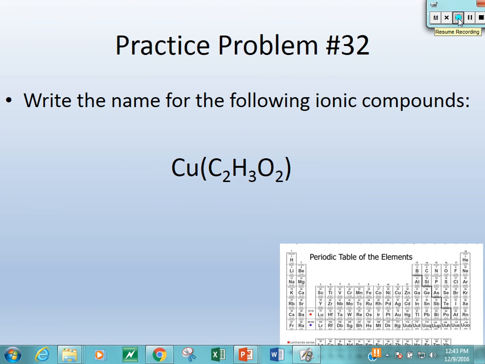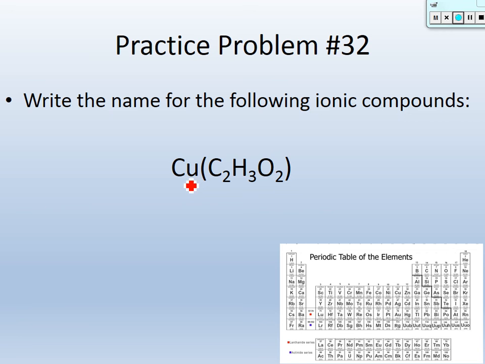Okay, let's see how you did. Cu is copper, and it's found right here on the periodic table. It's a transition metal. So when we name it, we're going to put copper. And because it's a transition metal or tin or lead, we need to tell people what its charge is in Roman numerals. I don't know what its charge is yet. We'll be able to figure it out later. But let's name this other part.